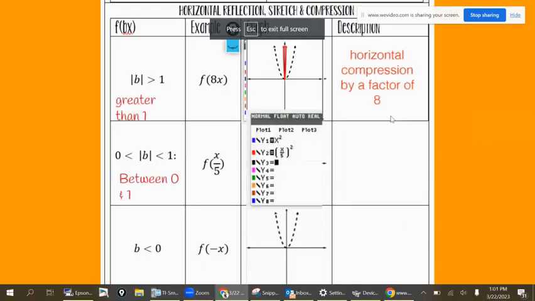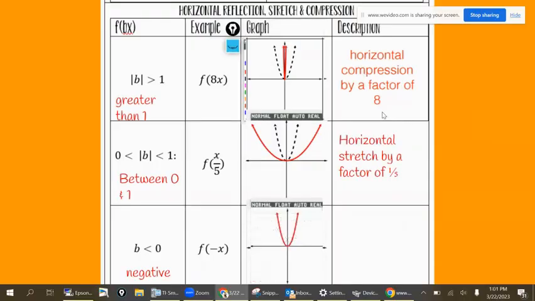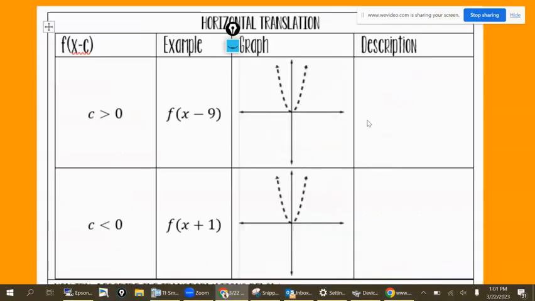So when in doubt, put it in Desmos. Or your TI-84 could have done it for you. It's just not as fun. All right, this one's going to be a horizontal shift.